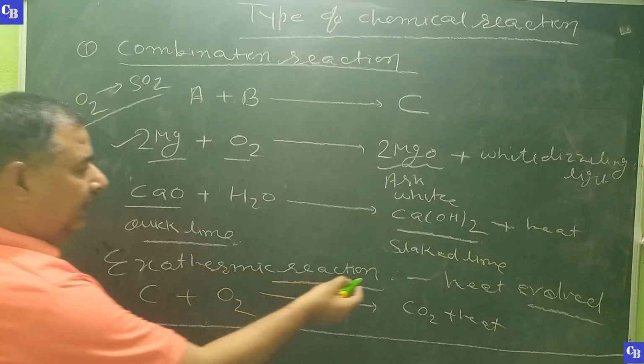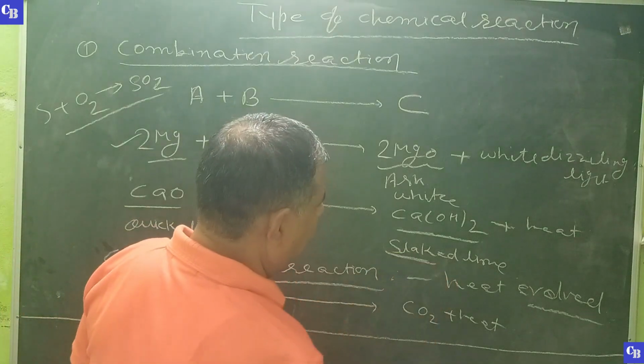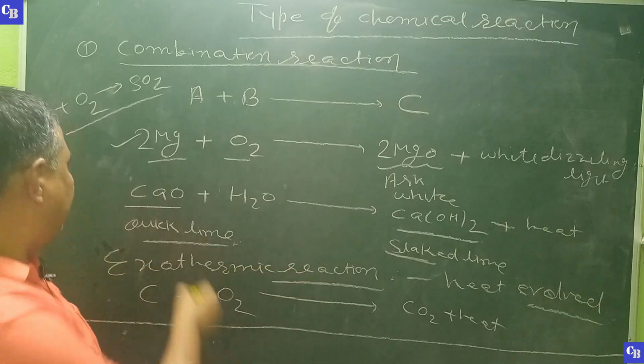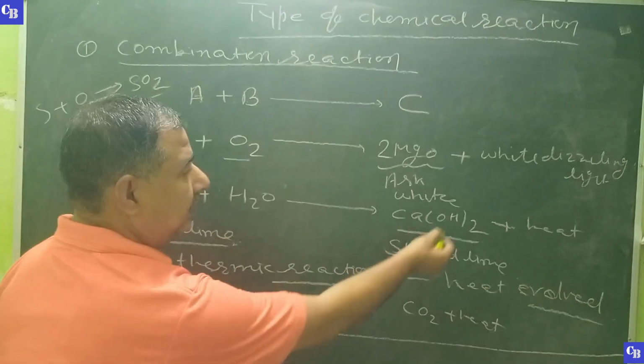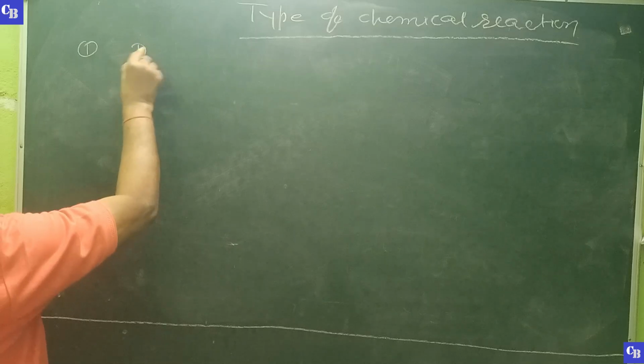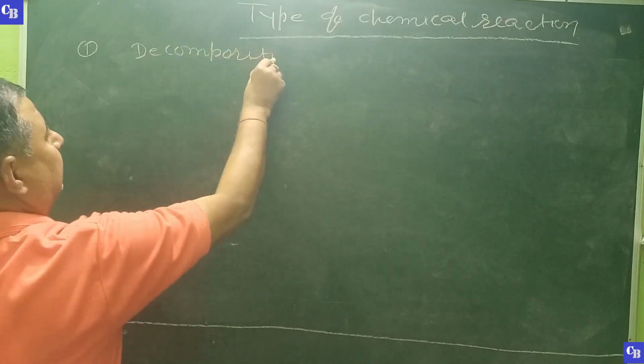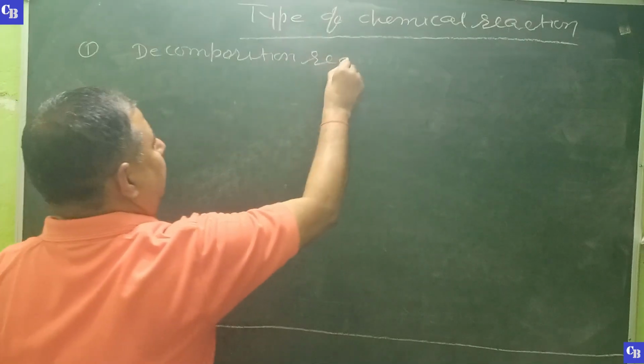One more thing: slaked lime that is obtained is used in white washing, and it is called chuna. The second type of chemical reaction is decomposition reaction.